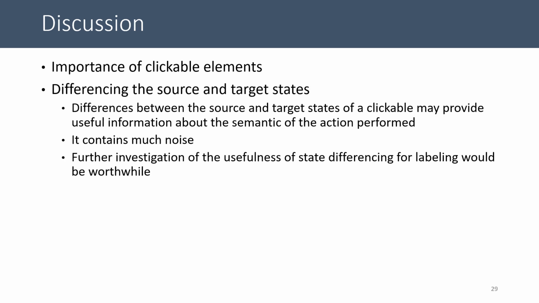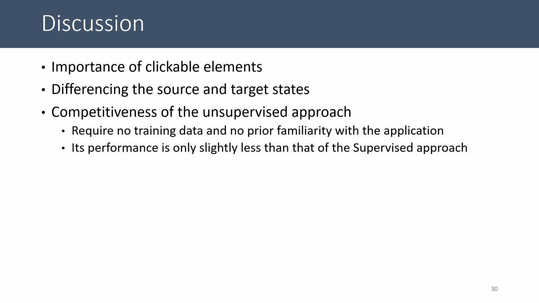Second, differencing the source and target states. Differences between the source and target states of a clickable, focusing on the state transformation triggered by the clickable, could provide useful information about the semantics of the action performed. However, during our calculation, if we simply remove the same part between the source and target states, we found that what is left is too much and contains much noise, so further investigation of the usefulness of state differencing for labeling would be worthwhile.